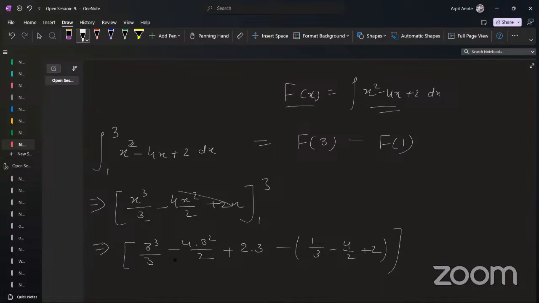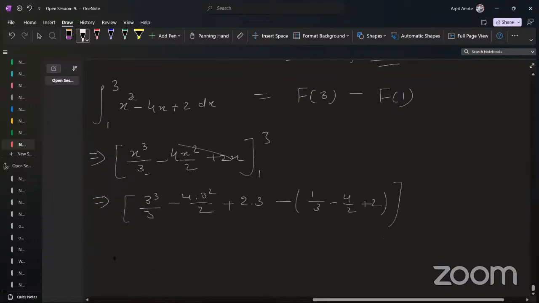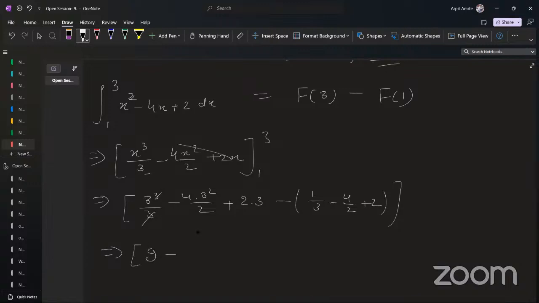So what will it be? The 1 and 3 will be cancelled out. So it will be 3 2s are 9, minus. 3 2s are... 3 3s are 9, 9 2s are 18. So it will be 18 plus 3 2s are 6, minus 1 by 3, minus minus plus 4 by 2 is 2, plus minus 2. So this will be cancelled out.